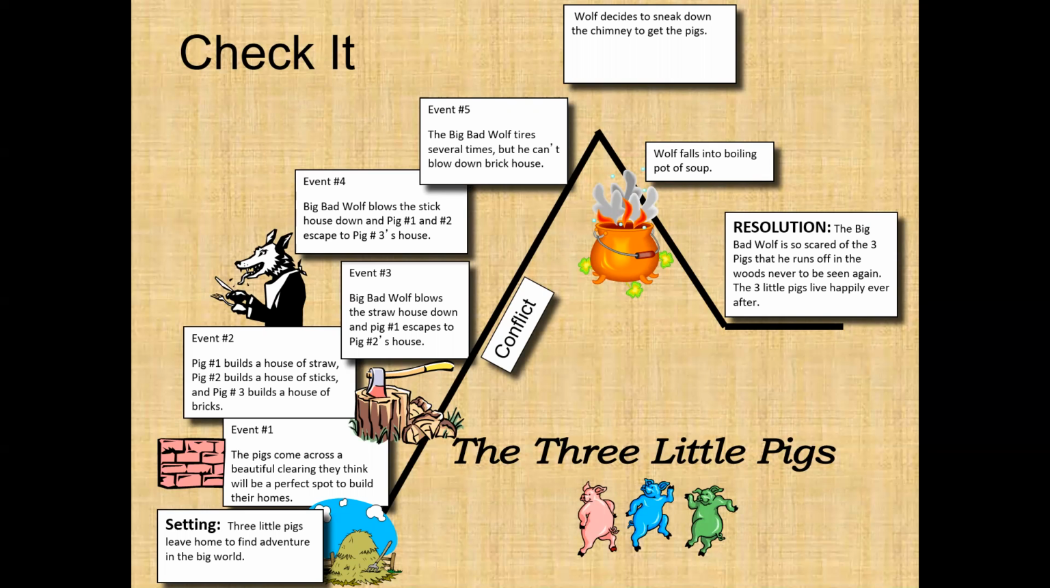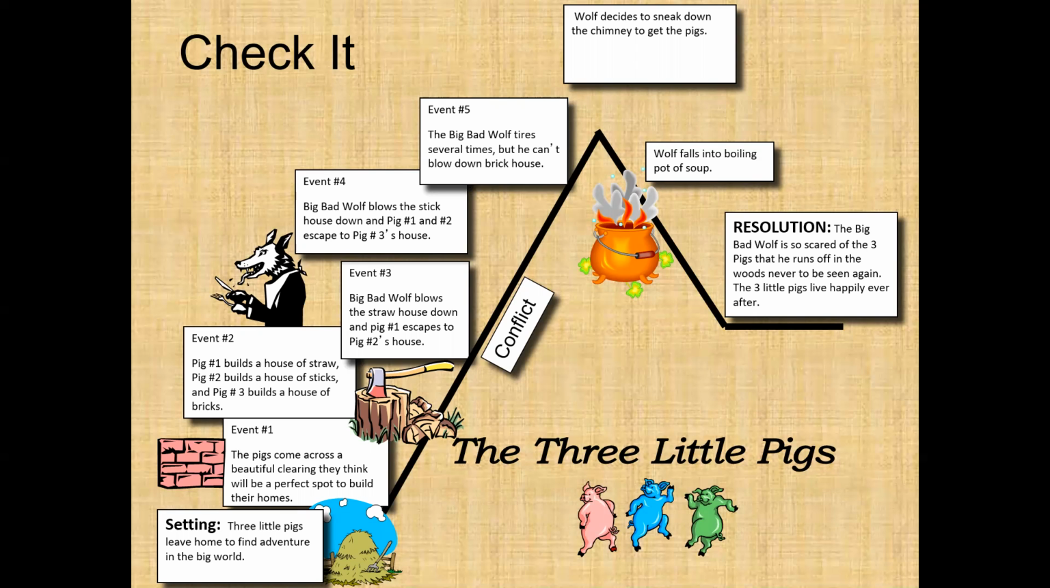Event 2, pig number 1 builds a house of straw, pig 2 builds a house of sticks, and pig 3 builds a house of bricks. Event 3, Big Bad Wolf blows the straw house down and pig 1 escapes to pig house 2. Event 4, Big Bad Wolf blows the stick house down and pig 1 and 2 escape to pig number 3's house. Event 5, the Big Bad Wolf tries several times but he can't blow down the brick house.